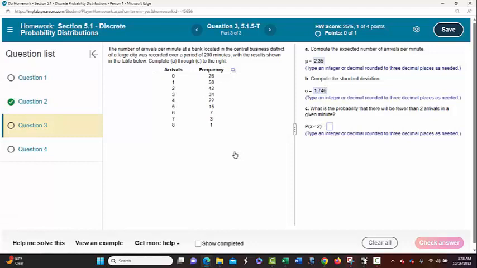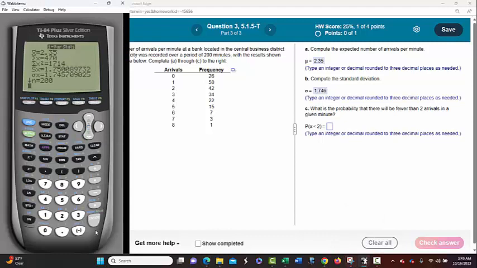All right, I might as well do this real quick. So once again, it's probability less than 2. That means 1 and 0. So obviously these two answers added together won't be right by themselves. 50 plus 26 is 76, but that's when you have to divide by 200. If they were already probabilities, then you would not have to divide, because probabilities must be between 0 and 1. I'm going to go with 0.38.